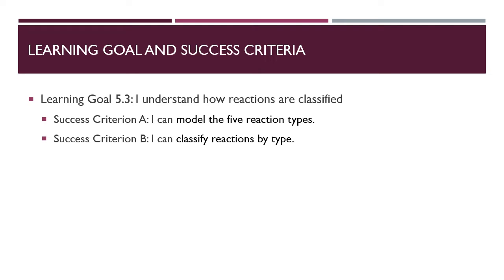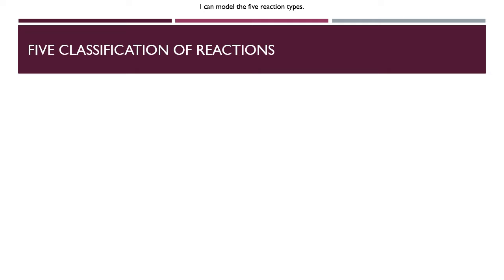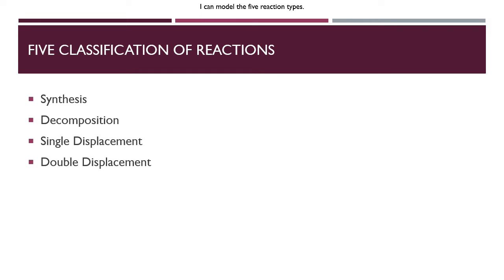And our two success criteria: A, I can model the 5 reaction types, and B, I can classify reactions by type. So there are many different ways of classifying reactions. This video will just take a look at one of the ways that we can do that. In this particular method, there are 5 basic types of reactions, which are, in no particular order, synthesis, decomposition, single displacement, double displacement, and combustion.